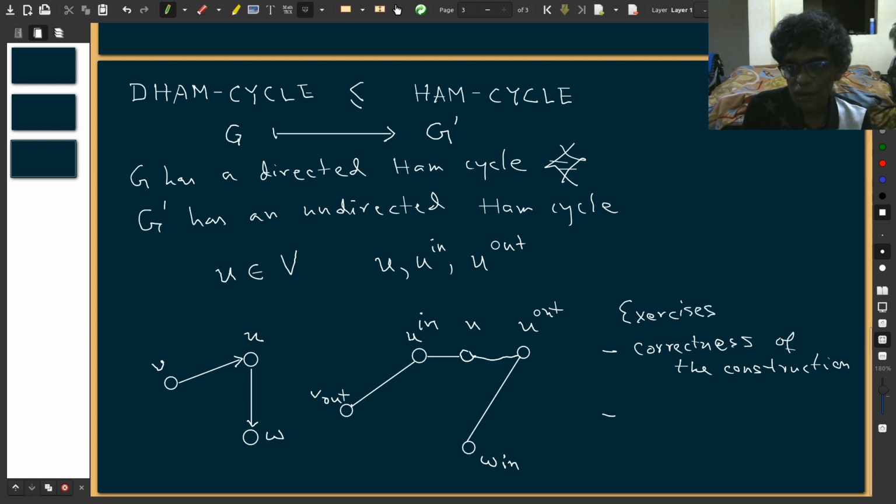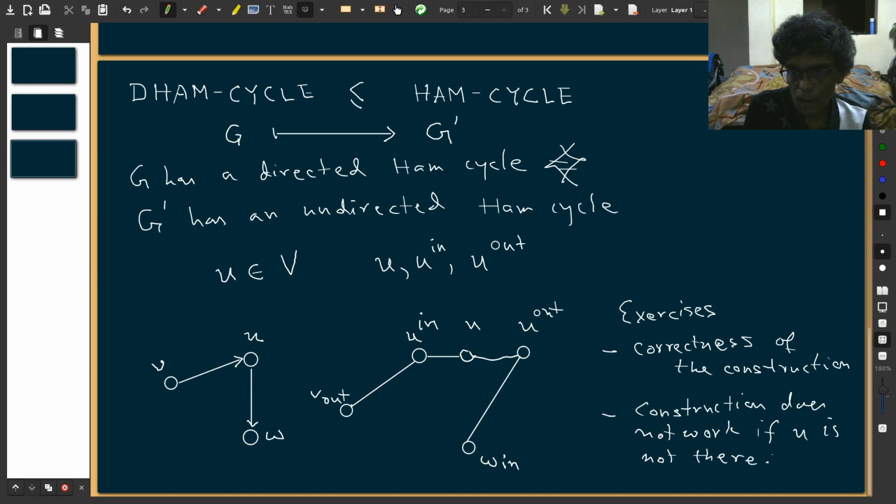So, exercises show that construction does not work if U is not there. Okay, so these are simple things, but I leave it to you. Okay, with this the construction will work, but if you just connect U in and U out without having U acting as a bridge between U in and U out, this construction will not work.